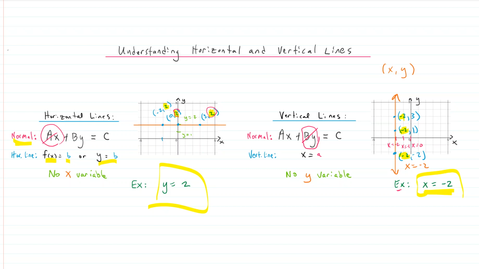So again, vertical lines and horizontal lines only have one variable. The horizontal line only has y, and it's just y equals whatever that constant is, whatever the common y value is on all the points that are on the line. And the vertical line is x equals a constant, and that constant is whatever that common x value is on all the points on the line.